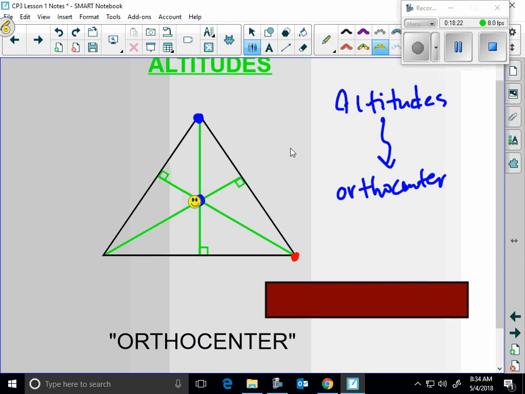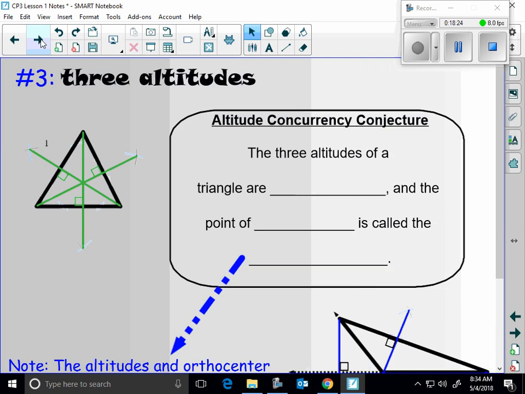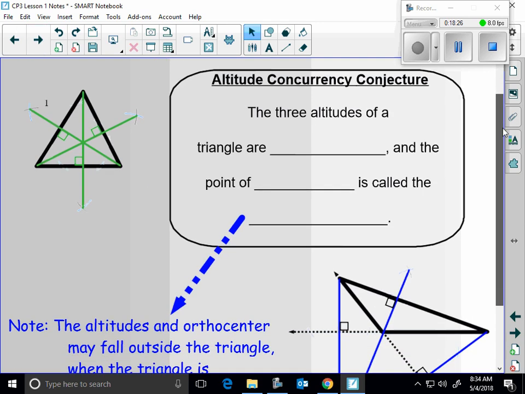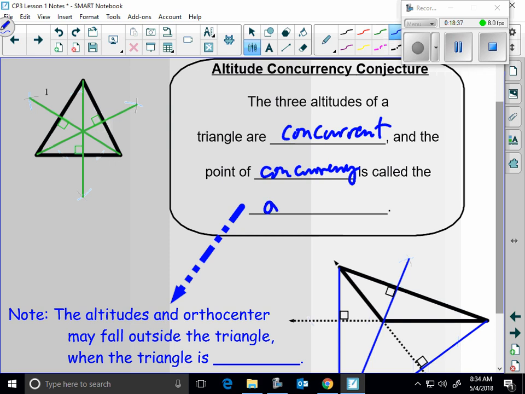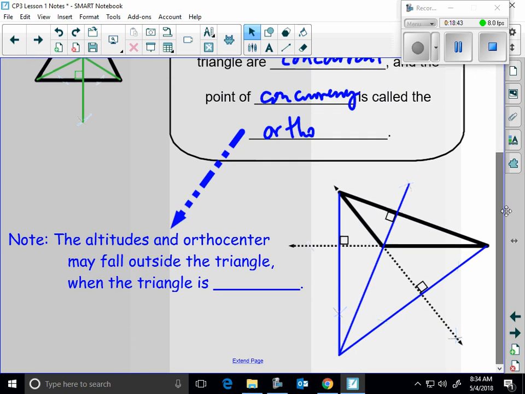Okay. All right. I'm going to breeze through this slide right here real quick. The altitudes of a triangle are concurrent. All right, we've done this on the last 2 slides. And their point of concurrency is called the orthocenter. I'm not going to write it all out because I want to get through this. The altitudes in the orthocenter may fall outside the triangle when the triangle is, again, obtuse.